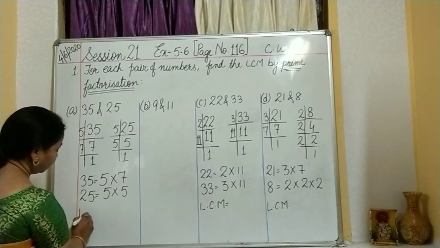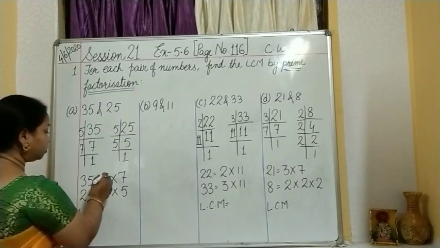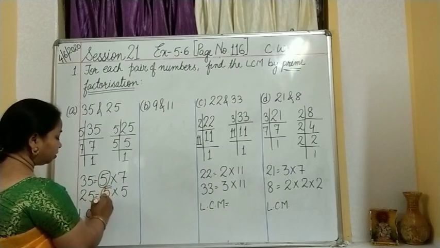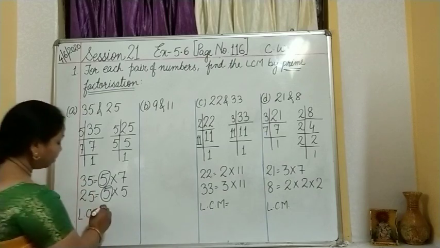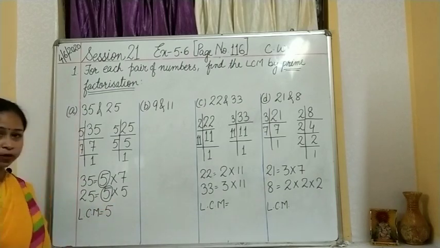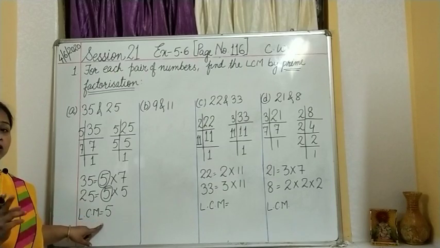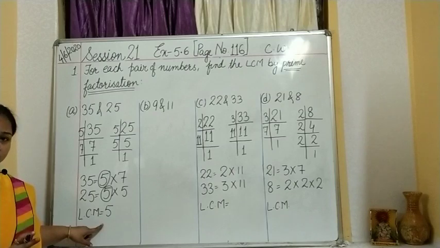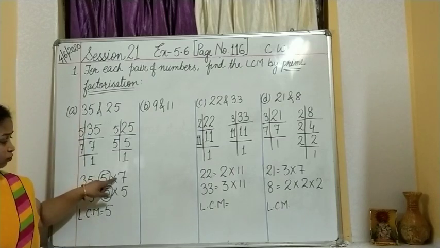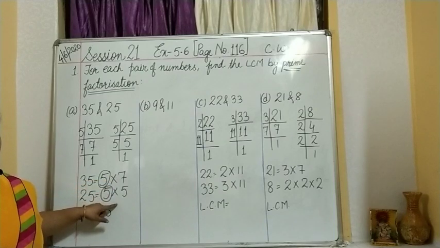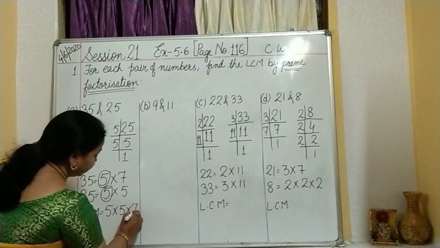So what will we do for LCM? For LCM, first we will circle the number which is common. So 5 appears in both, so I will be taking that 5. If I simply write 5, then I am telling about the highest common factor, that is HCF. But what we have to show is LCM. So for that you have to take both these numbers, children. So we will be taking 5 as well as 7.